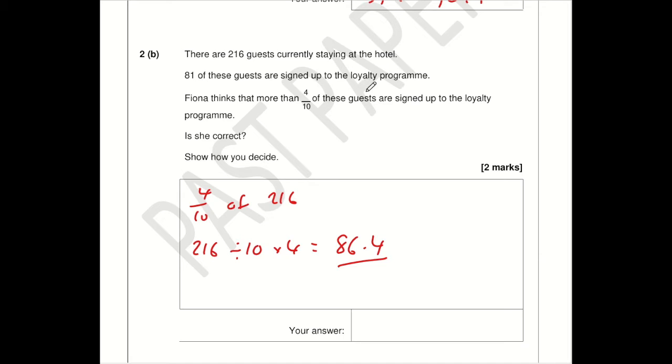81 are signed up to the loyalty program. Fiona thinks that more than 4/10 are signed up. Well, that's incorrect. So we can say Fiona is wrong, as 86.4 is greater than 81.